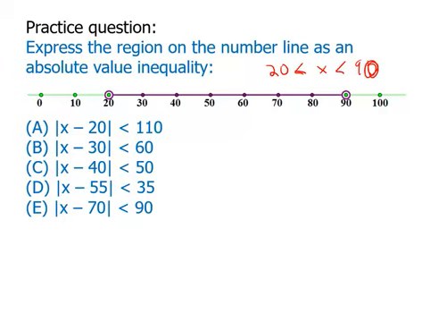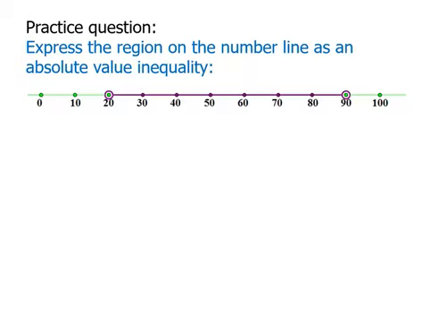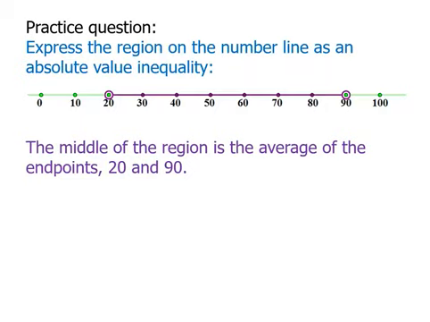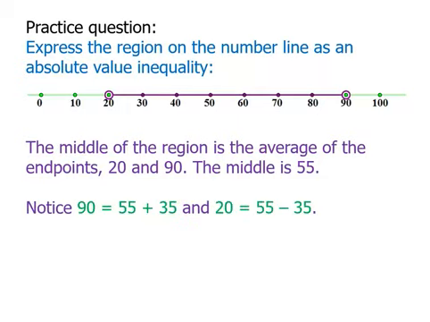So the very first thing we need to do to turn this into an absolute value inequality is to find the midpoint. The middle of the region is the average of those two endpoints, 20 and 90. When we add them, 20 plus 90 is 110. Divide by 2, we get 55. So 55 is the middle. And notice that if we start at 55, right here, the middle, then how much are we going up or down? Well, we're going 35 up or down because if we go up 35, we get to 90. If we go down 35, we get to 20.